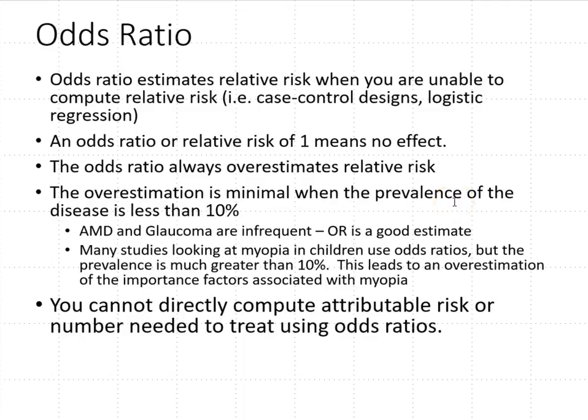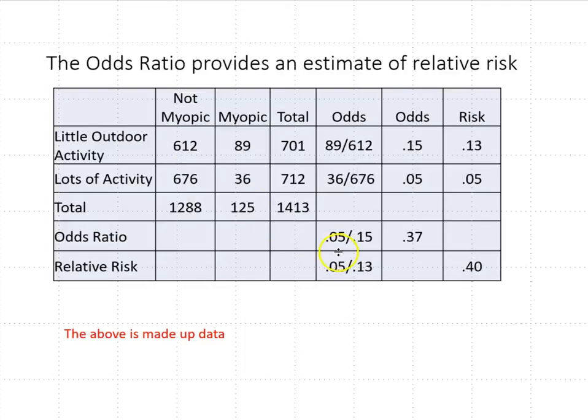Odds ratios, if you'll recall, this is a slide you've seen before but probably don't remember, mostly anyway, it's the same. Odds ratios estimate relative risk. An odds ratio or relative risk of 1 means there's no effect. There's no effect of activity, say, of being outside or near work. The odds ratio always overestimates the relative risk. So if we look back here, 0.37, now I said it overestimates it, but 3.7 for the odds ratio is further away from 1 than 0.4. That's why we say it overestimates it. So you have to be a little careful.